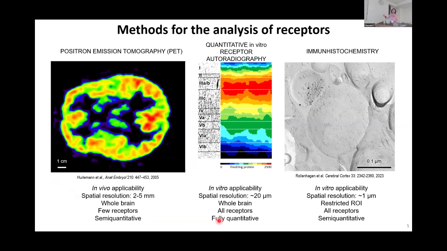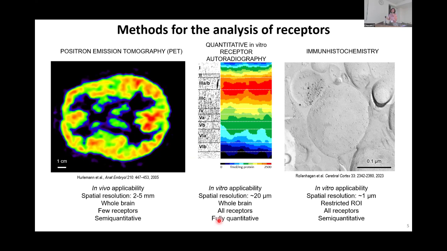On the right of the image, we've got the highest degree of resolution. This is visualization of receptors with electron microscopy by means of immunohistochemistry. And in the middle is the method that I'll be talking about mostly today, which is in vitro receptor autoradiography.